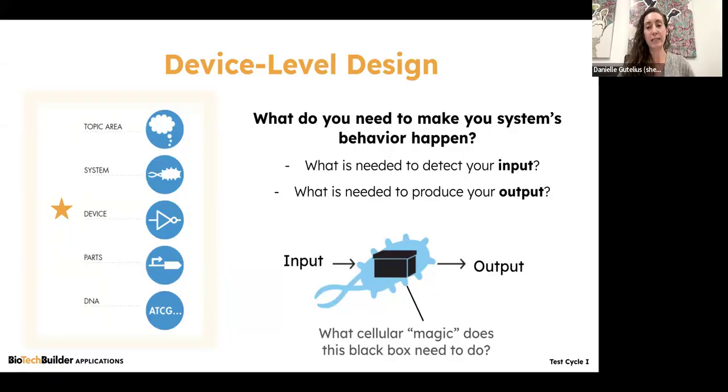Meaning, what do you need to detect your input? And what do you need to produce your output? And by you, I mean your cell. I mean the cell that you are engineering. Okay, so when we draw this out, we like to draw our system here, our input, our cell, our output, but inside the cell now we have this black mystery box, okay? And that kind of represents our device or the mystery magic that needs to happen within our cells.